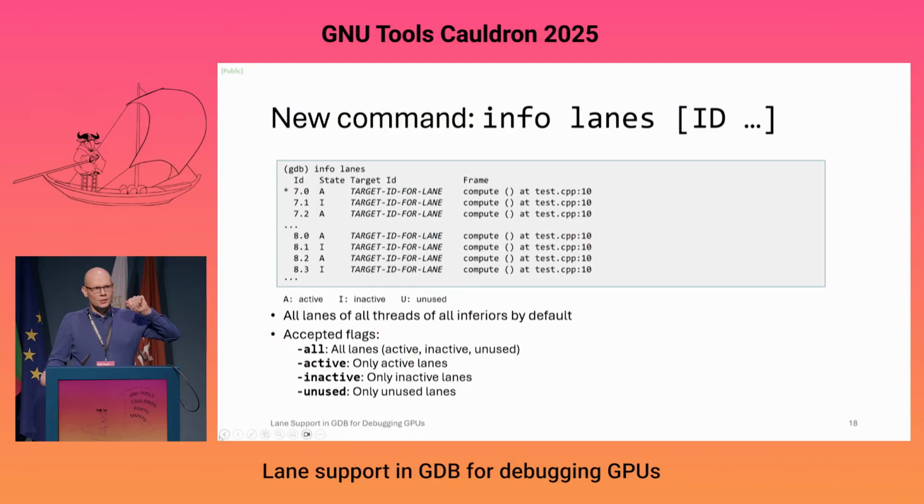The question is, for one thread, can you do, let's say my thread is inferior 1 dot thread 7, and display the lanes for that thread only? Yes, this will be possible. As in the existing info threads command, you can, for instance, do inferior 1 dot star. This will be available in this command as well.